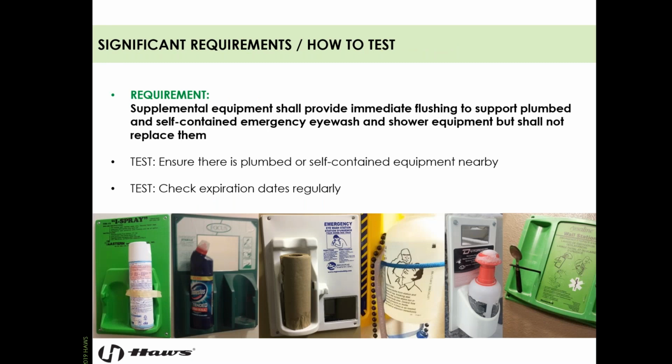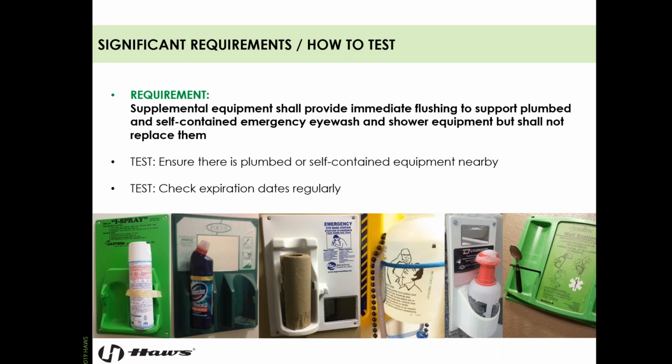Supplemental equipment. I have an array of equipment that I have found over the years on the bottom there. This type of equipment is your squeeze bottle. Now this is called supplemental equipment for a reason. The requirement is that supplemental equipment needs to provide immediate flushing fluid to support plumbed and self-contained emergency eyewash and shower equipment, but shall not replace them. You have to ensure that there is plumbed or self-contained equipment nearby that can supply 15 minutes of water. Otherwise, you cannot have this equipment in place.